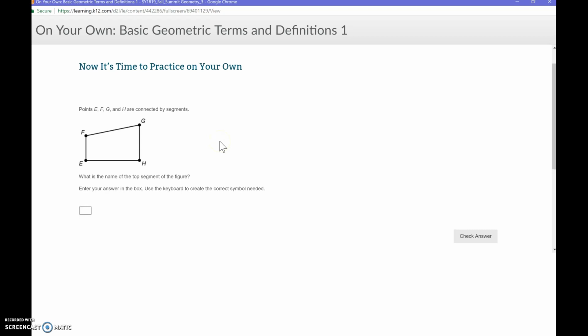All right. Points E, F, G, and H are connected by segments. What is the name of the top segment of the figure? We're going to enter our answer in the box. Use the keyboard again.